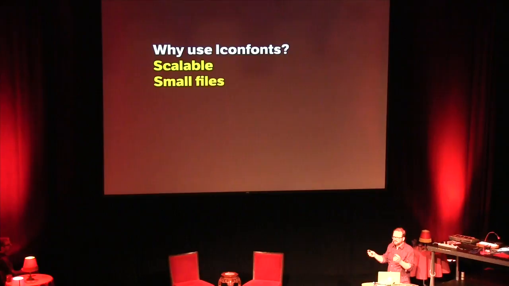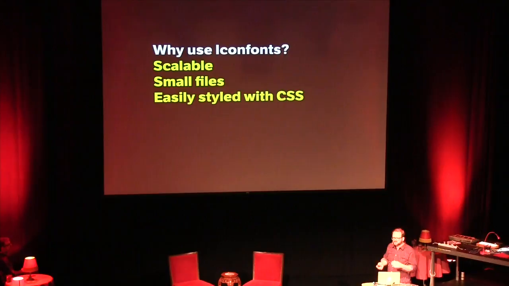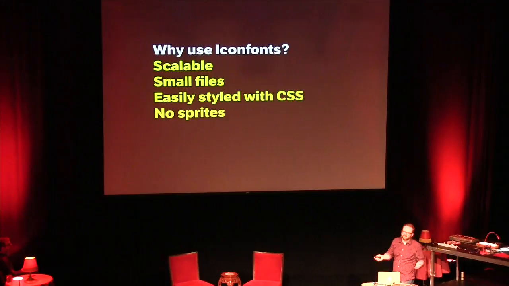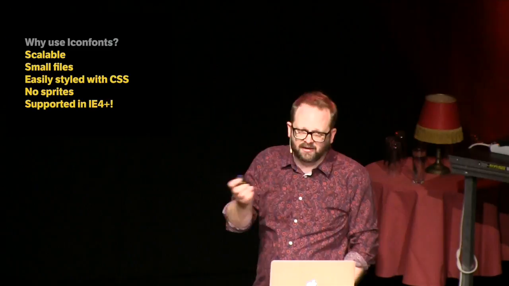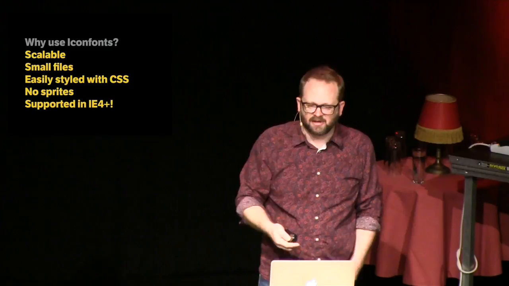They're easily styled with CSS, so if you've got a hover state or a focus state or a visited state, you can easily add a different color to that icon. You've basically got a path, and you can make that any color you like. It means you can avoid sprites, which is a huge relief. And bizarrely, it was actually supported in IE4+. So this sounded great. It sounded like a really good, easy solution to deploying scalable icons.